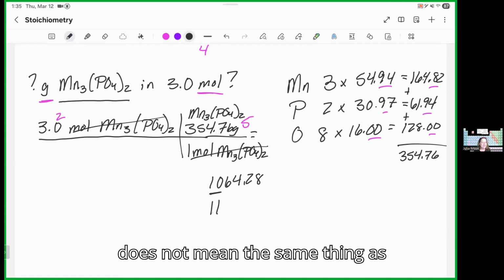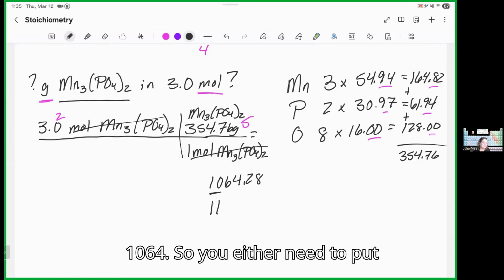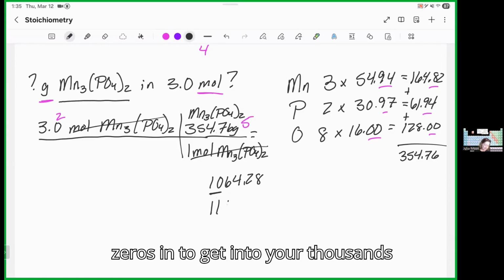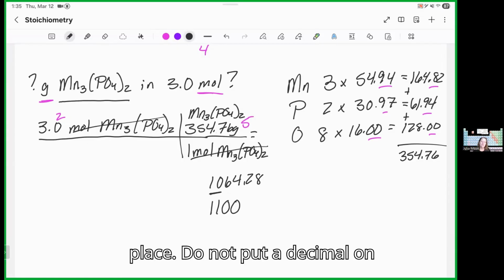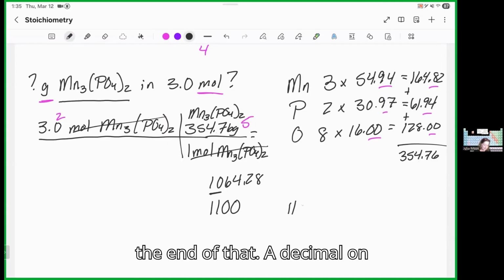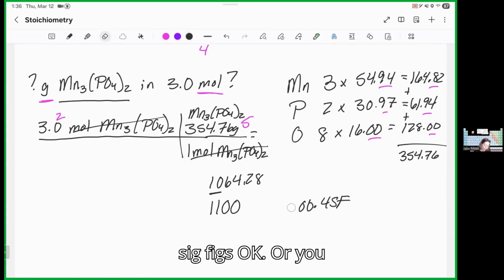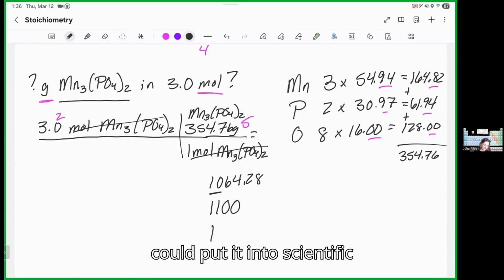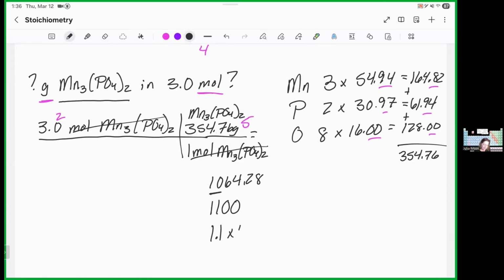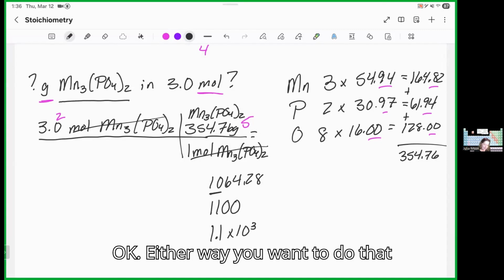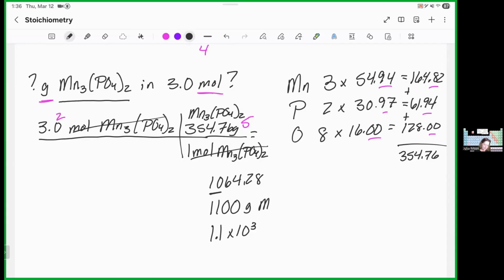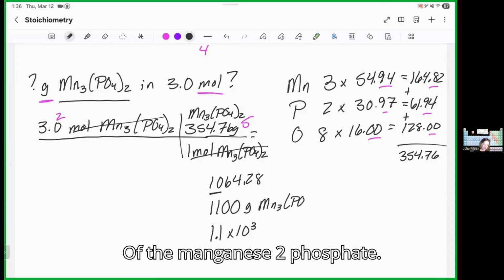But 11 does not mean the same thing as 1064. So you either need to put zeros in to get into your thousands place. Do not put a decimal on the end of that, because a decimal on the end makes that 4 sig figs. Or you could put it into scientific notation. Either way you want to do that. And that would be grams of the manganese 2 phosphate.